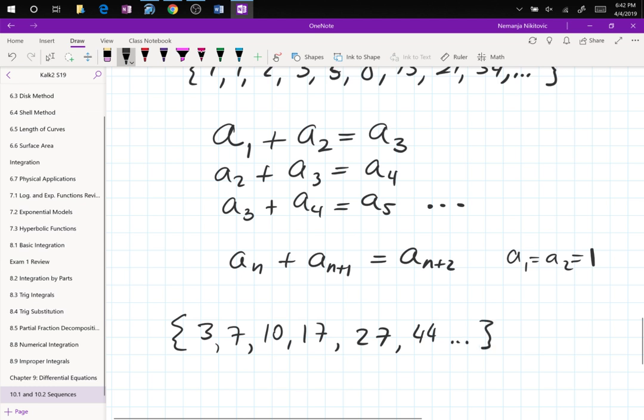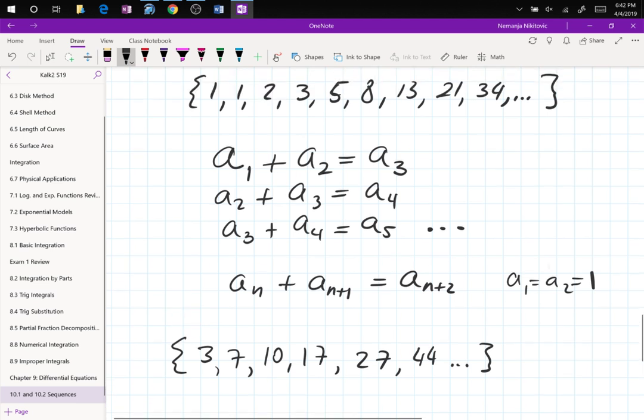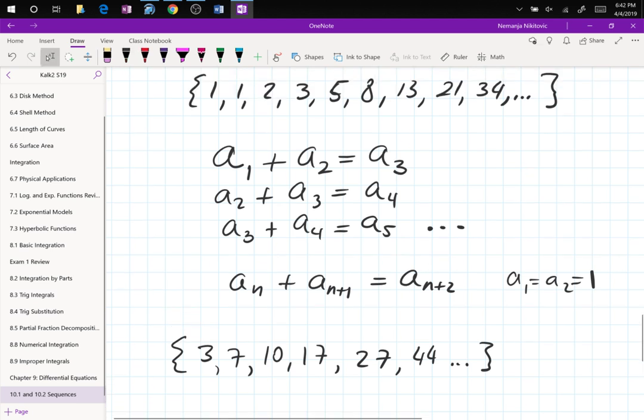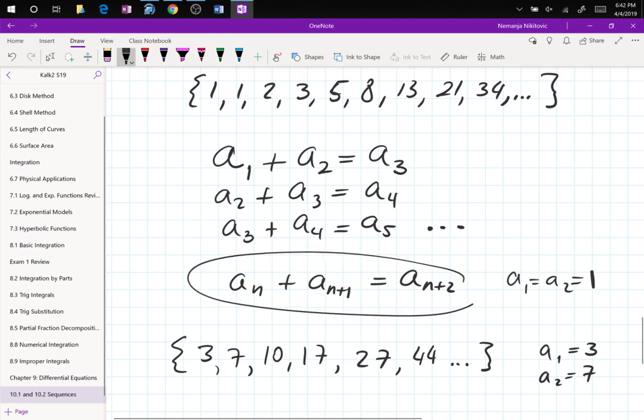So I can, right? What's the difference between this and the original one? Well, this one started with A1 is equal to 3 and A2 is equal to 7. So you can create these sequences with anything. Do I have to have this formula? No, right? I can come up with anything there.